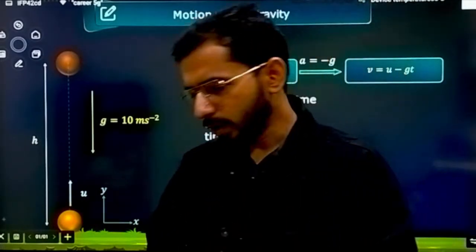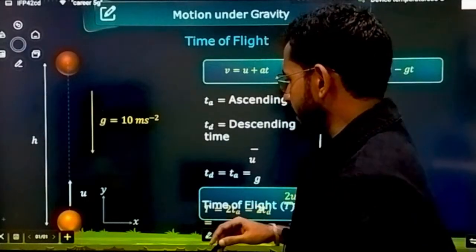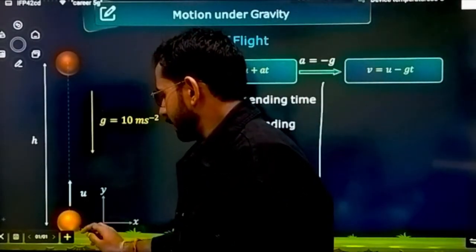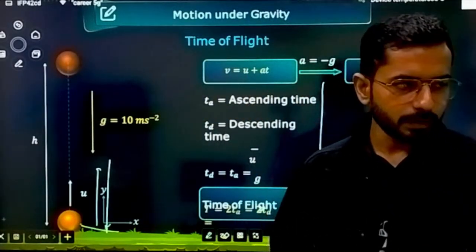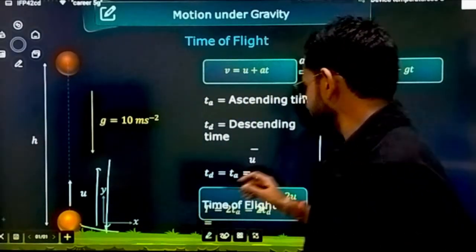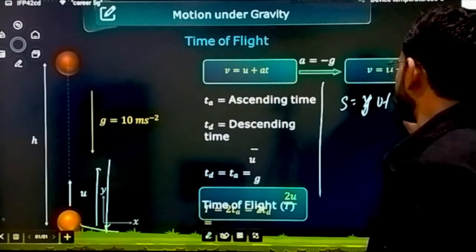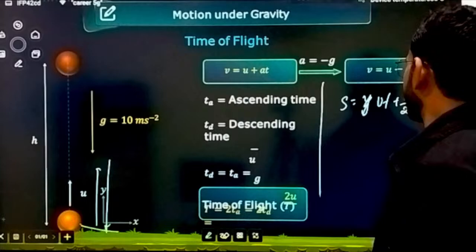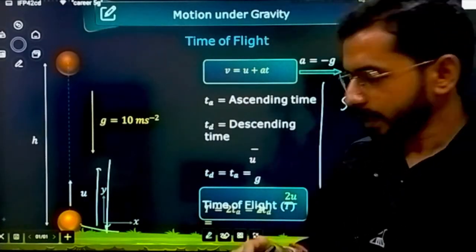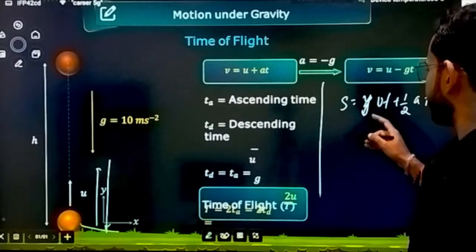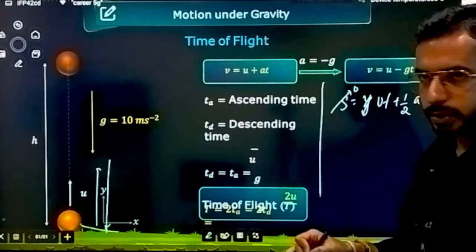And what is the concept that we always use in this kind of scenario? Going from the ground and again reaching back at the ground only, correct? So tell me, what is the displacement in the y direction? What is the relation that we know? S equals ut plus half at square. If I ask you, what is the net displacement in the y direction, can you say it is equal to 0?